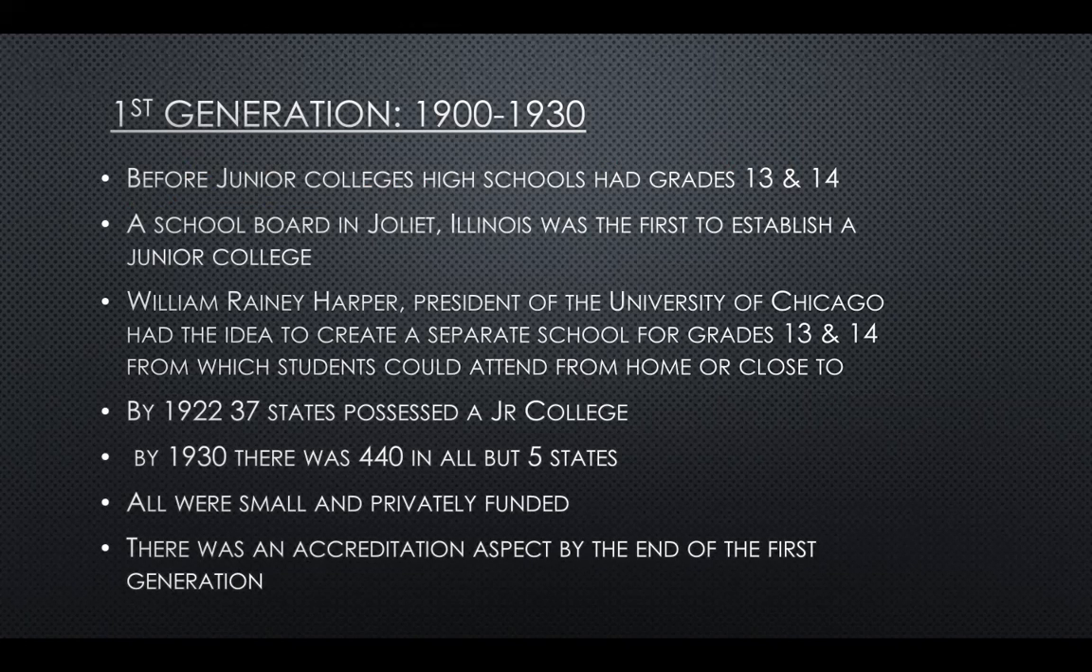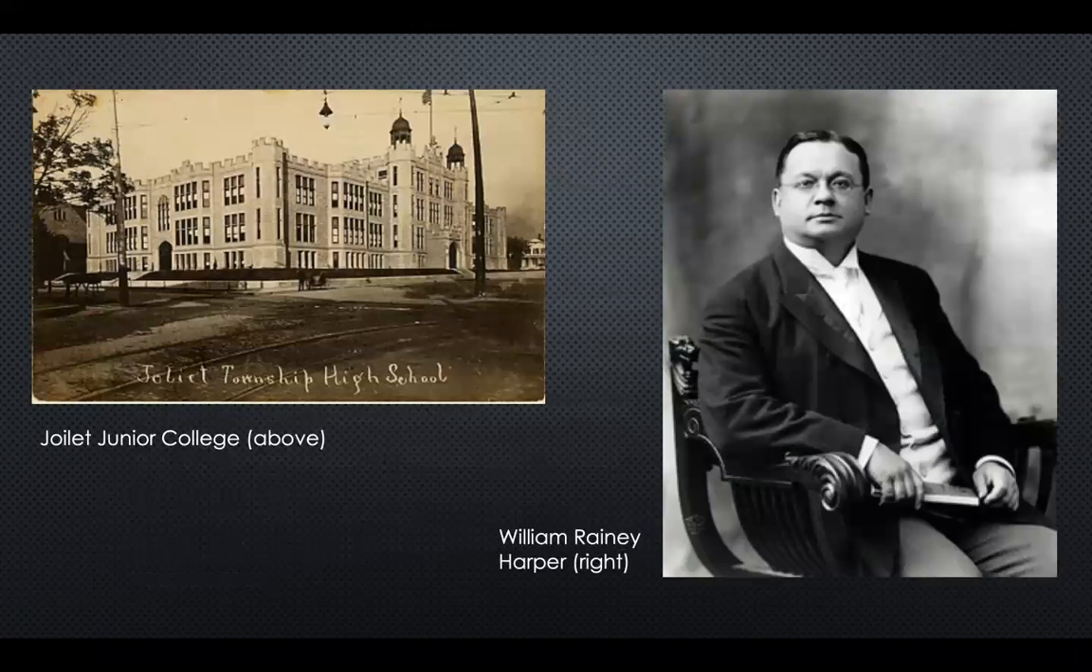By 1922, 37 states possessed a junior college. By 1930, there were 440 in all but 5 states. All were small and privately funded. There was an accreditation aspect by the end of the first generation. Here we have Joliet Junior College above on the left and William Rainey Harper on the right.